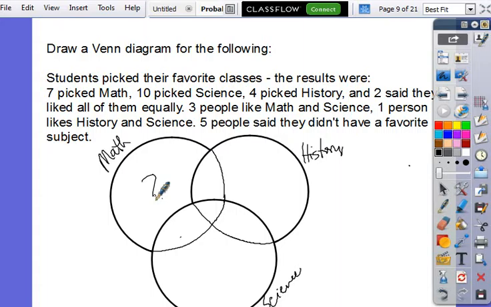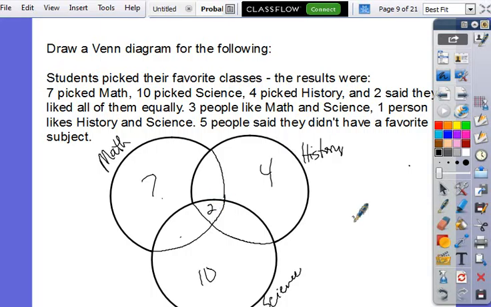The next one says 10 pick science. Again, only science, 10. So that's got to go in the circle that only has science. 4 pick history. That's going to go there. Now it says where we're combining stuff. 2 said they like all of them equally. So where would that go? In the middle. That's in the middle of everything right there.